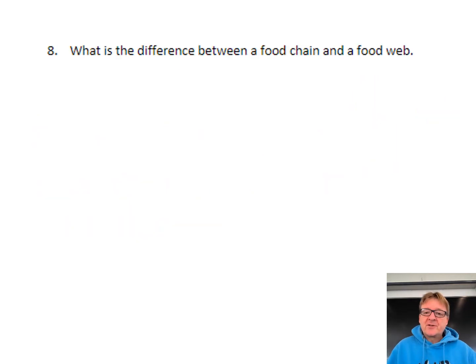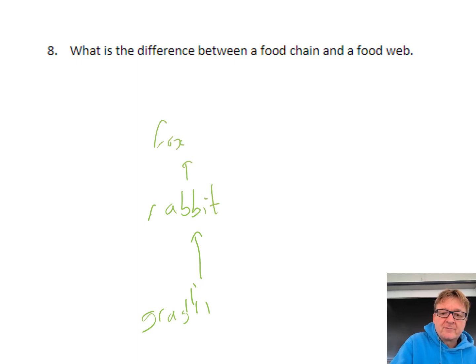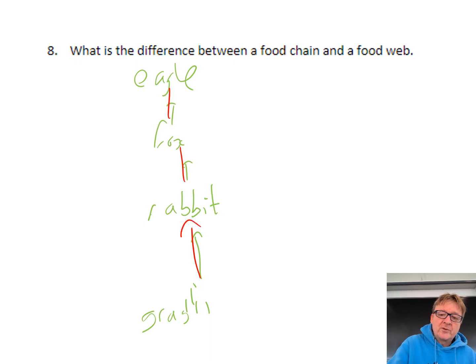Question number 8, what is the difference between a food chain and a food web? All right, so you start with the food chain. That's grass, obviously, eaten by a rabbit, eaten by a fox, eaten by an eagle. That's a food chain. And what a food chain does is it just has one route, one path, but that obviously isn't the big picture.